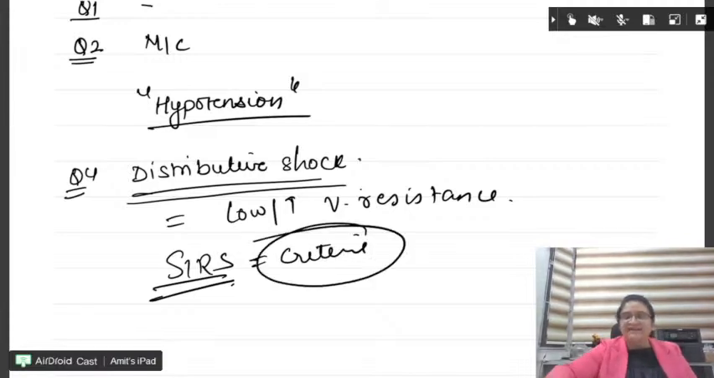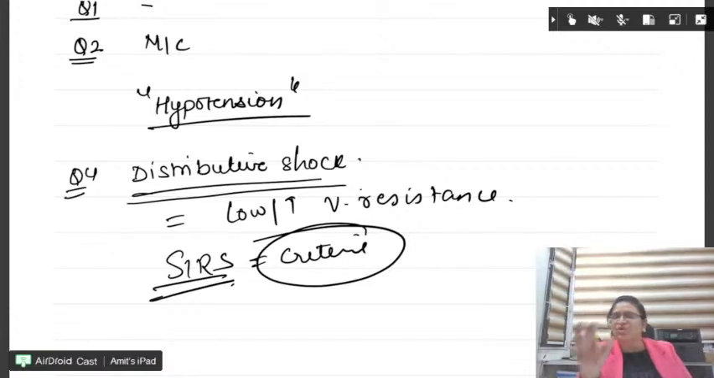Tell me, SIRS criteria, everyone, very important. This question has come in AIIMS, in INI, in your NEET exam. What is the criteria for SIRS? What is sepsis? What is severe sepsis? What is septic shock? What is septic syndrome? Right? This should be on your tips. Chalo bata dein. Let's revise.